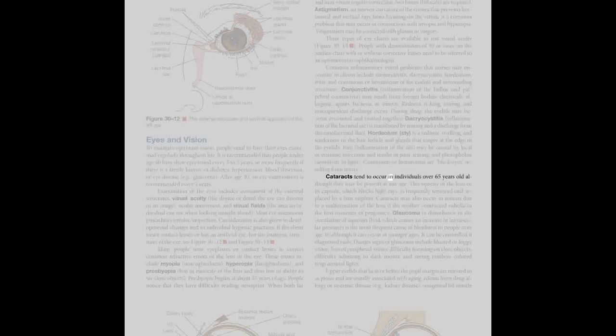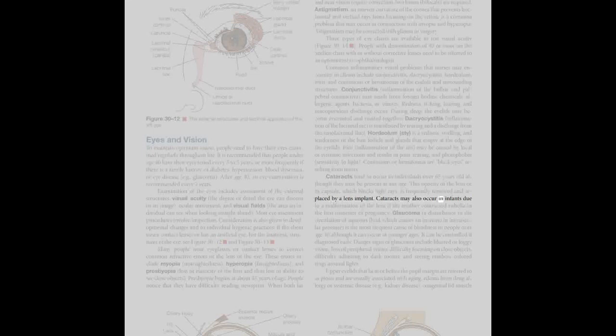Cataracts tend to occur in individuals over 65 years old, although they may be present at any age. This opacity of the lens or its capsule, which blocks light rays, is frequently removed and replaced by a lens implant.